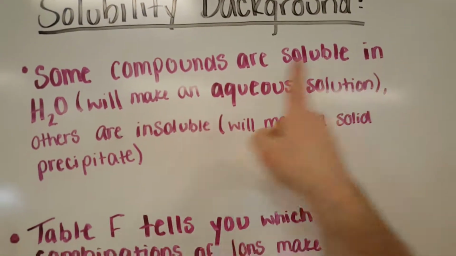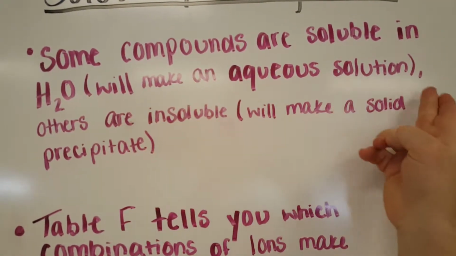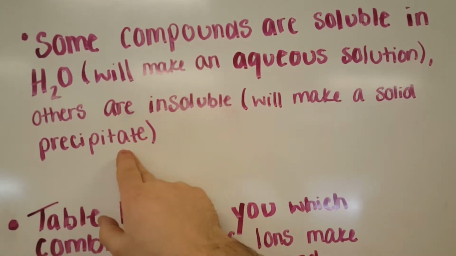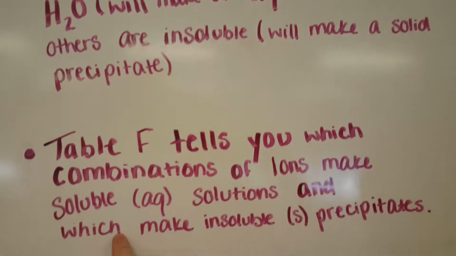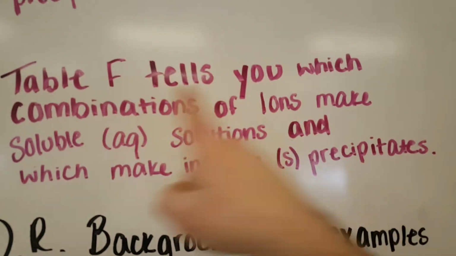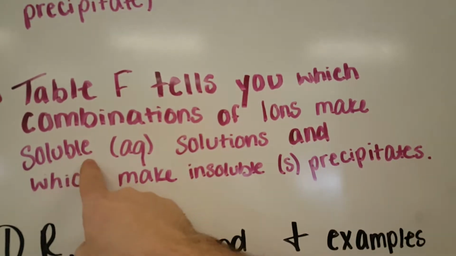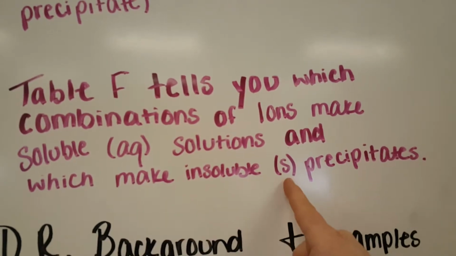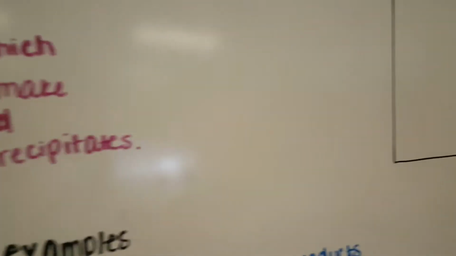Some compounds are soluble in water. That means they'll make an aqueous solution. Others are insoluble. They will make a solid precipitate. Simple enough there. Next item. Table F tells you which combinations of ions make soluble, aqueous solutions and which make insoluble, solid precipitates. Come on, zoom in over here.